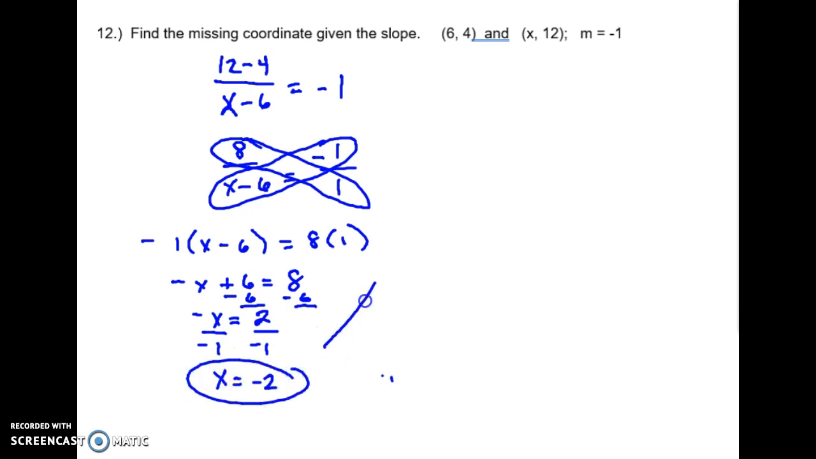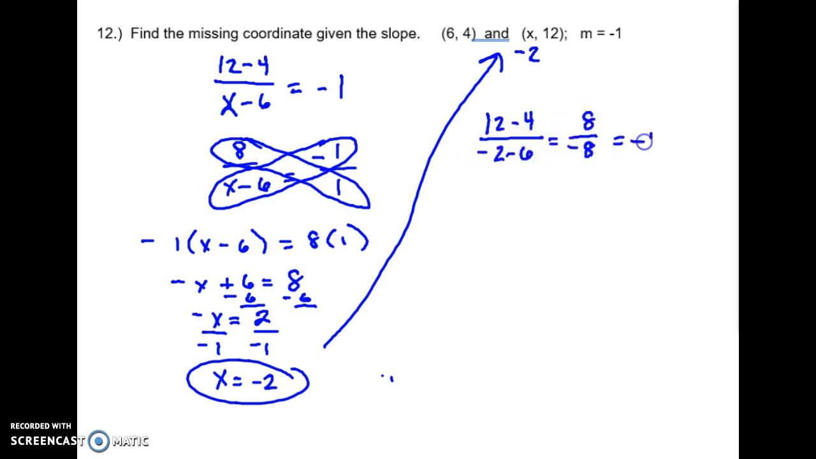We can always check it by plugging in negative 2 for that missing variable. If I did that and did the slope, I would have 12 minus 4 divided by negative 2 minus 6, and I get 8 divided by negative 8. Is that a negative 1? Yep. That's my check, so it does work. Always do the check step, especially during your test.